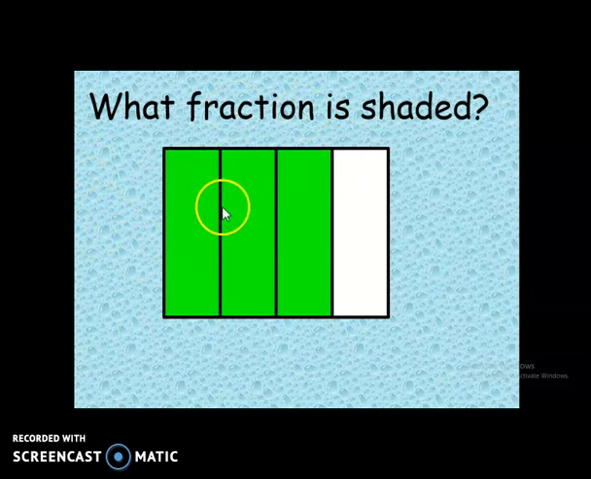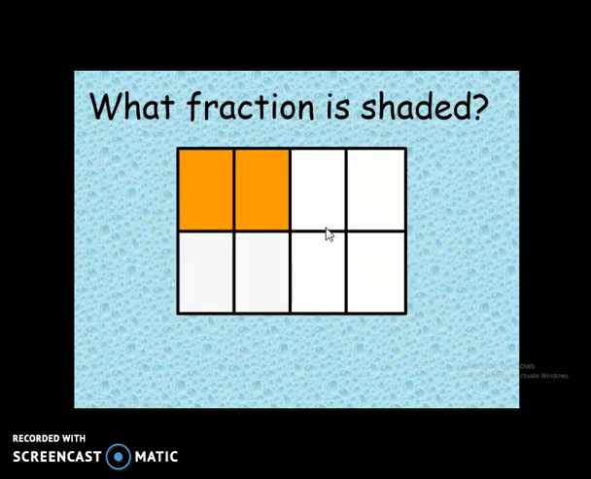Okay, 1, 2, 3. So it is 3 over 4. So only 3 over 4 parts. It is only 3 parts that have been shaded. So you're going to write 3 over 4.